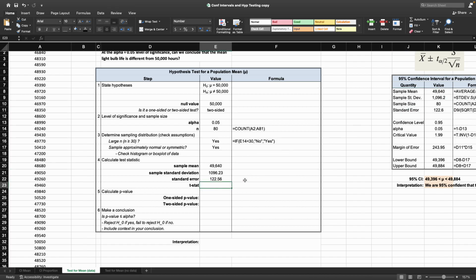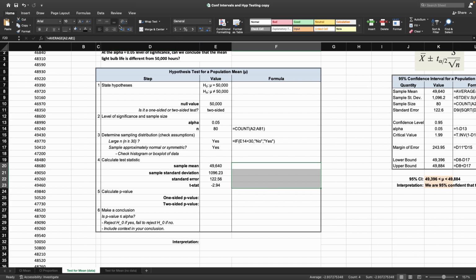Okay, t-statistic. Recall that our t-statistic is x minus the mean divided by the standard deviation. So let's just go ahead and code that. So equals, what is our sample mean? So we're going to take our sample mean, subtract off the hypothesized value, 50,000, and then we're going to divide by our standard error, 122.6. And we're going to need to put some parentheses around these, right there and right there. Okay, and we get a value of negative 2.94.